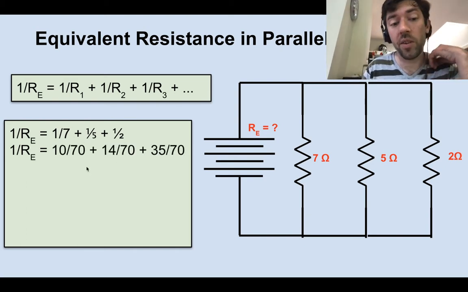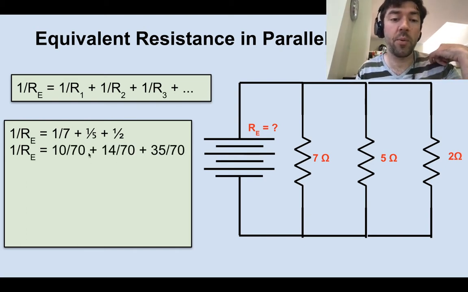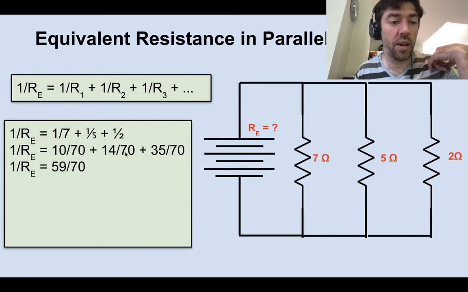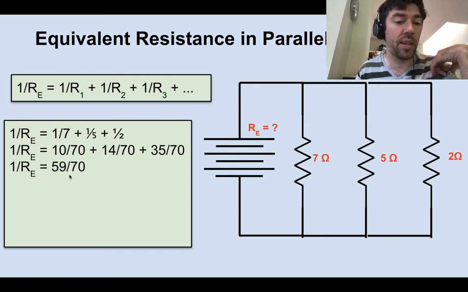Now, in order to solve this, you have to make a common denominator if you want to add up fractions. The common denominator for 7, 5, and 2 is 70. So change these to equivalent fractions and add them up. 59 over 70. And then you're going to want to flip that upside down.